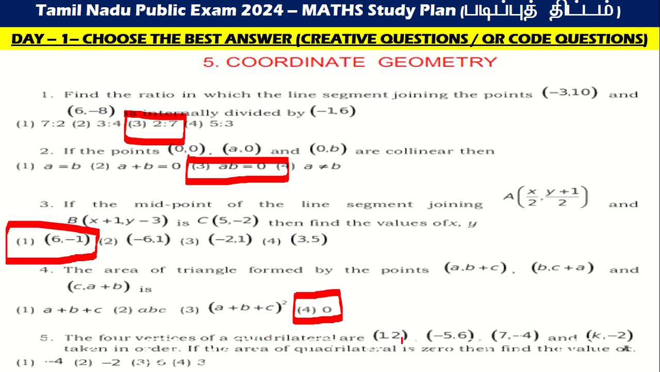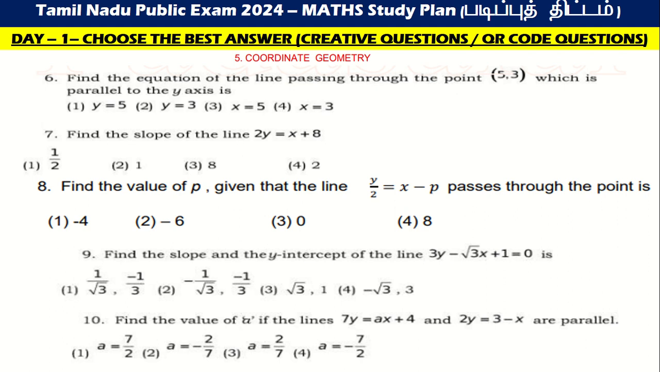Vertices of a quadrilateral are 1 comma 2, minus 5 comma 6, 7 comma minus 4 and k comma minus 2, which means the value will be 3. Then the sixth one is x is equal to 5. Find the slope of the line 2y is equal to x plus 8. So which means you will get 1 by 2.